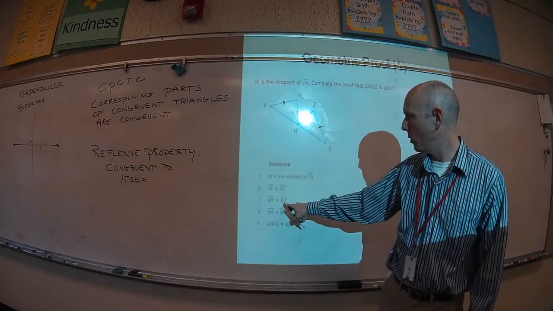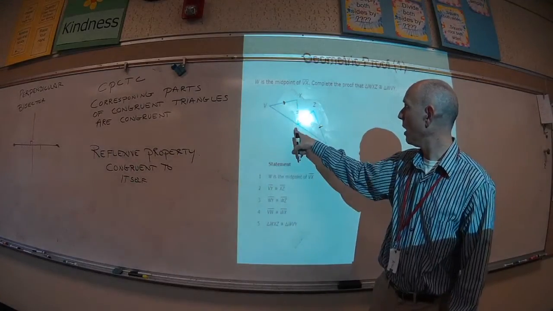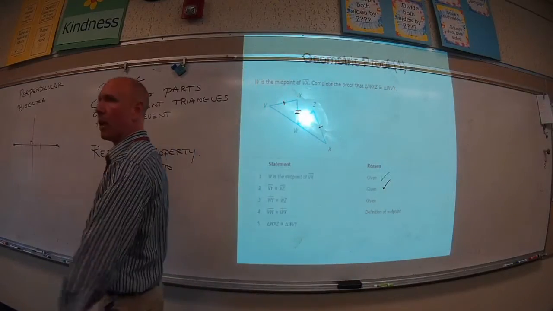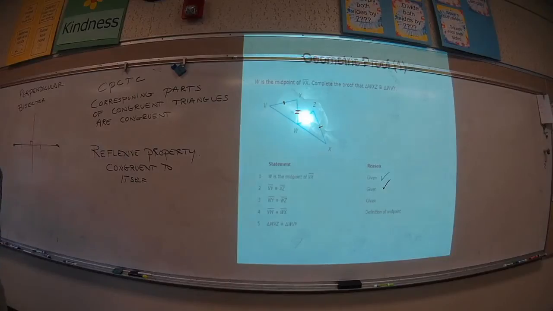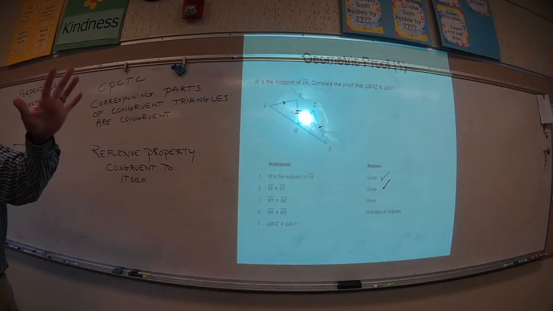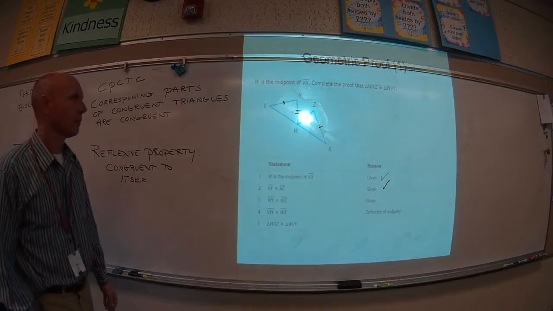WY is congruent to WZ. These guys are congruent. How do I know that? Because I gave it to you. I showed that on the diagram, right? It was already there when we started the problem. I didn't make it up. It was there.